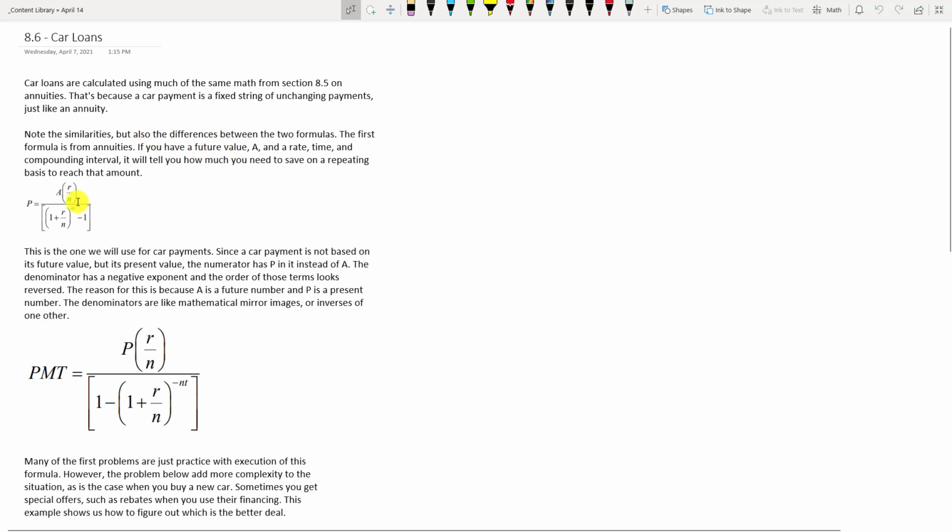This is the annuity formula. With annuities, we're going to make some payments, and it's going to give us a future value of money at some point in the future. And that's not the way cars work. Cars are not based on their future value. They're based on their present value.